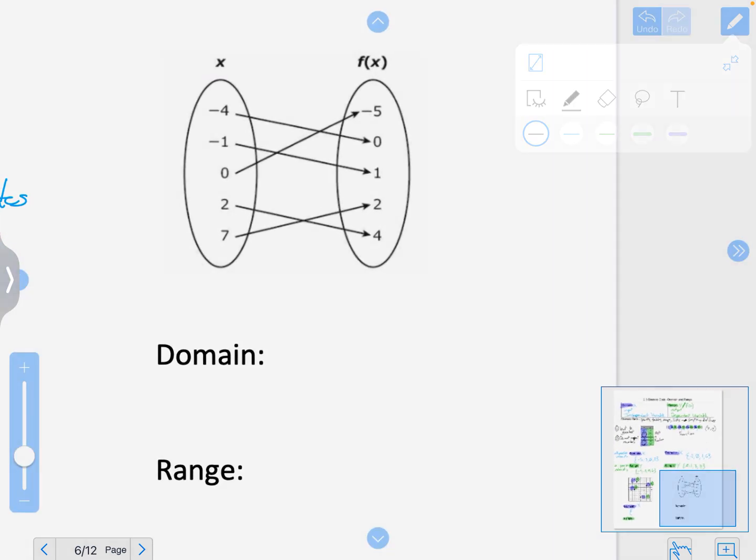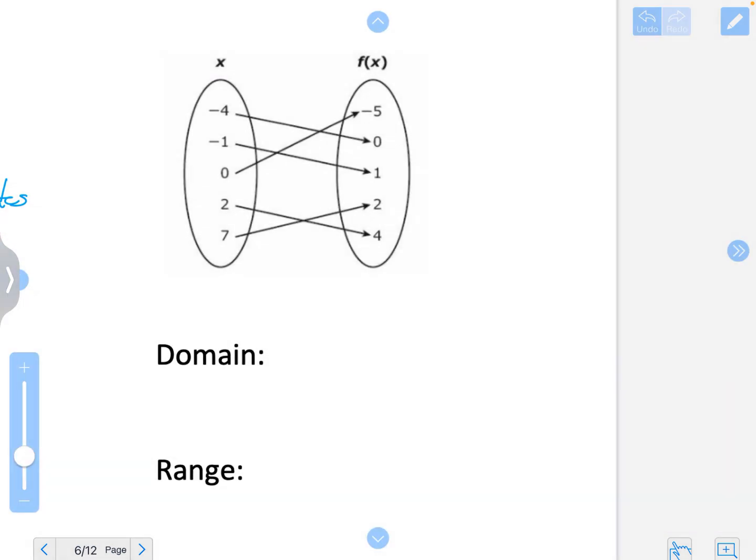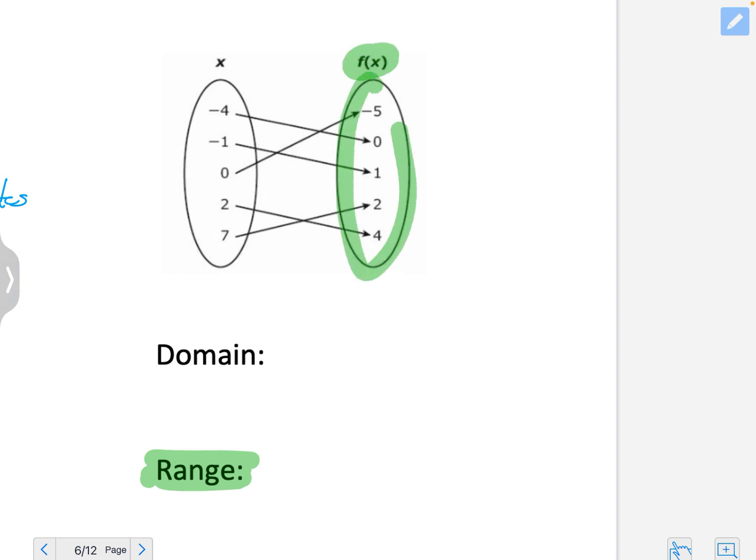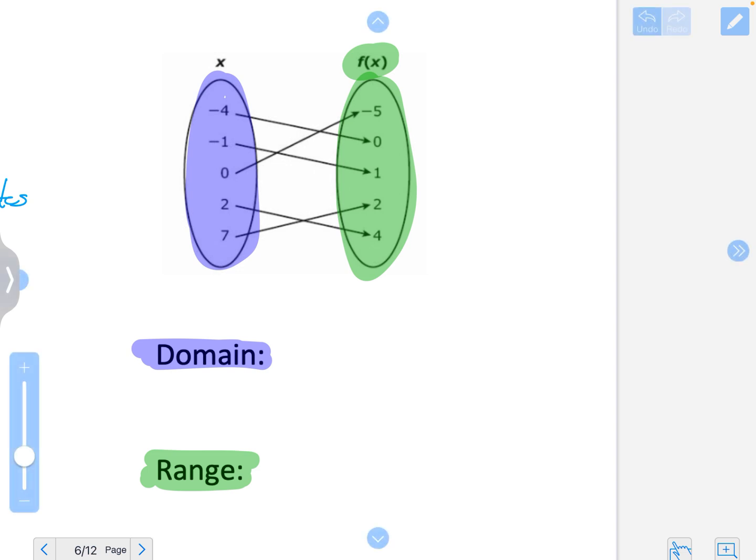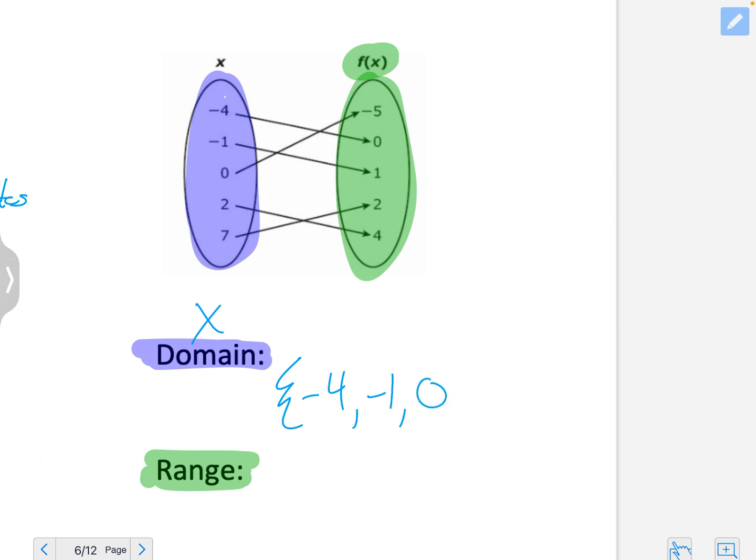All right, so domain and range. Again, our domain is our x, our range is our y, or our f of x. Because remember, f of x and y are the same thing. Domain is x. The really cool thing about maps is that they are always in least to greatest order, both x and y, or f of x. So -4, -1, 0, 2, and 7.